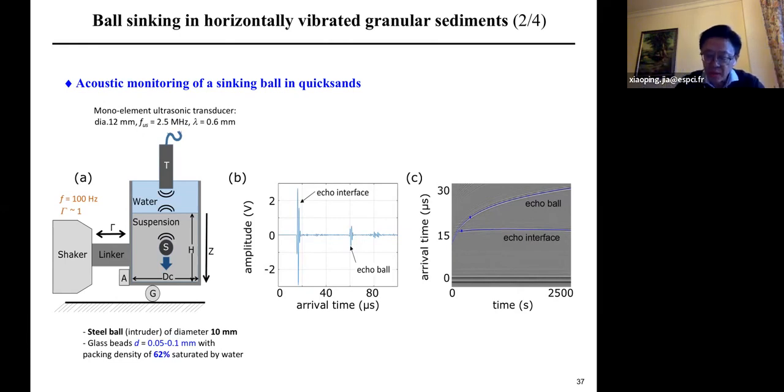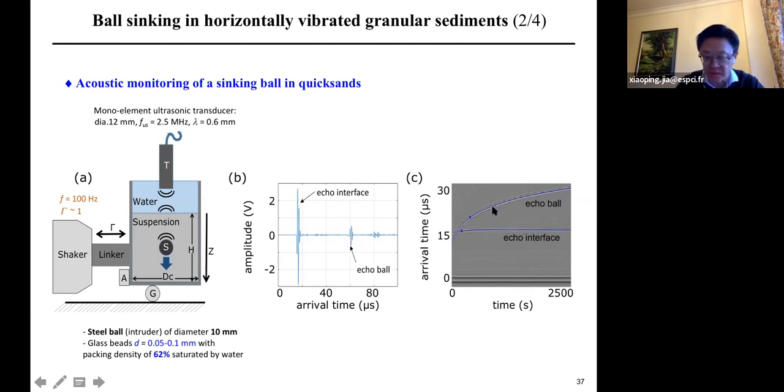Okay, but as soon as we apply this horizontal shaking, the ball starts to sink in this fluidized packing, and the ball position in this opaque system is detected with ultrasonic sonar. So we have ultrasonic detection. Otherwise, you can see nothing inside. And you can see here the ball trace monitored by the ultrasonic echoes.